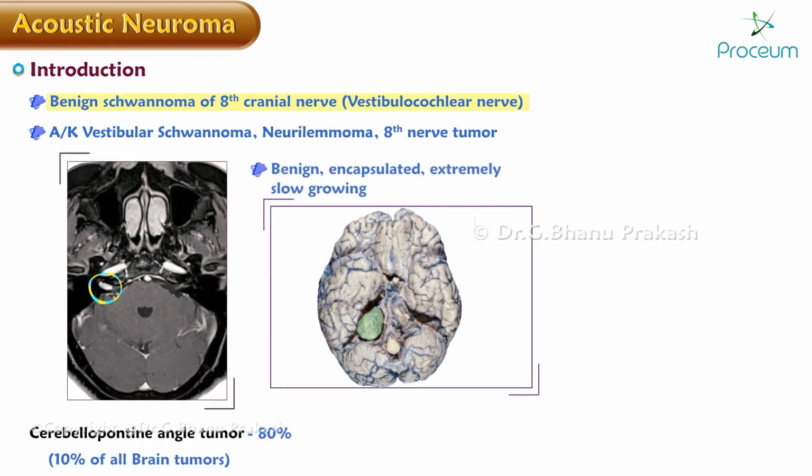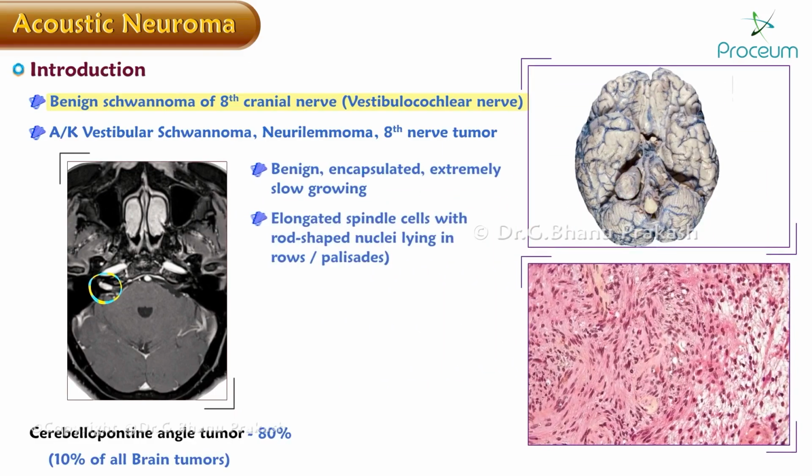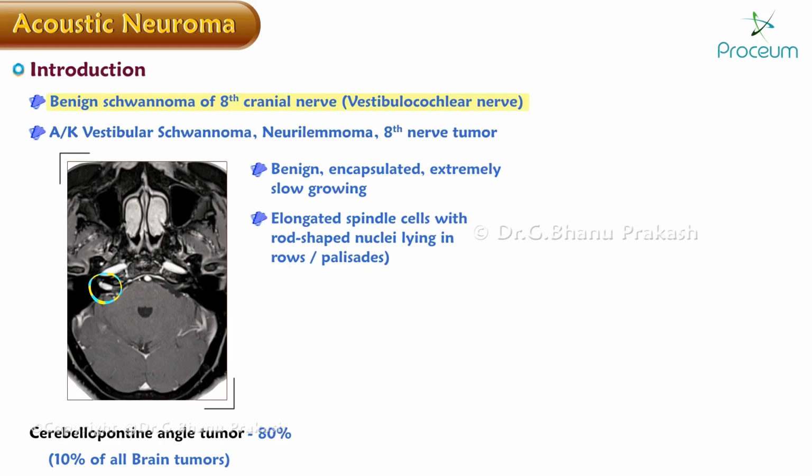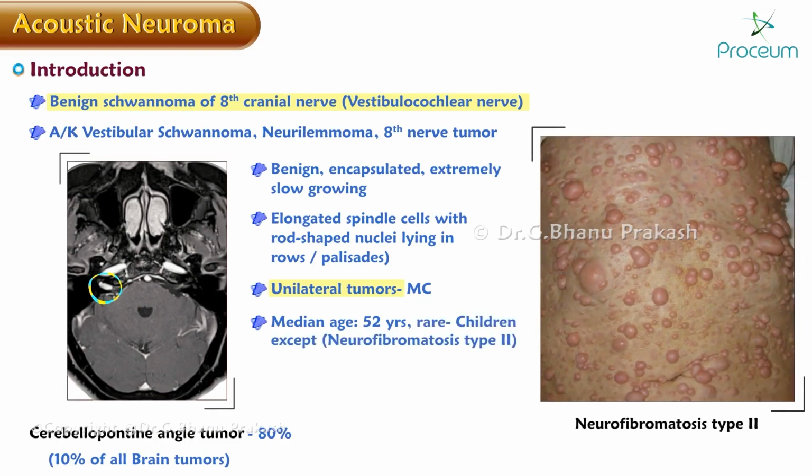This benign, encapsulated 8th nerve tumor is extremely slow-growing and consists of elongated spindle cells with rod-shaped nuclei lying in rows or palisades. Unilateral tumors are more common. Median age is 52 years. In comparison, they are rare in children, except for patients with neurofibromatosis type 2. Bilateral acoustic neuromas are strongly associated with neurofibromatosis type 2.